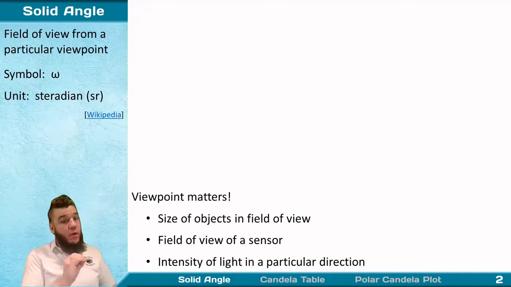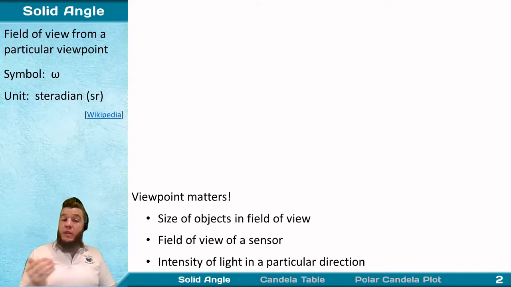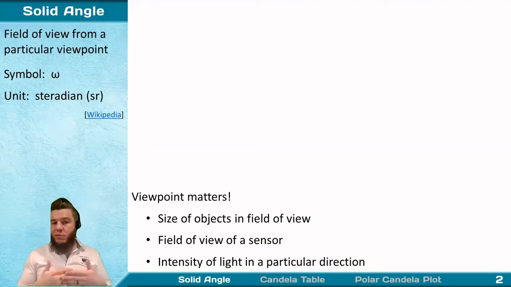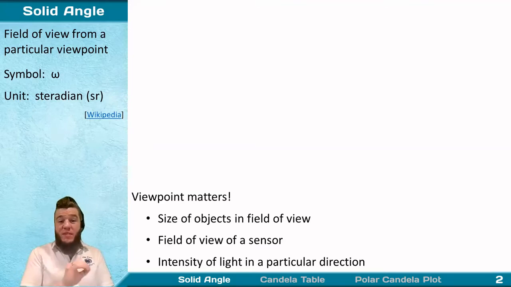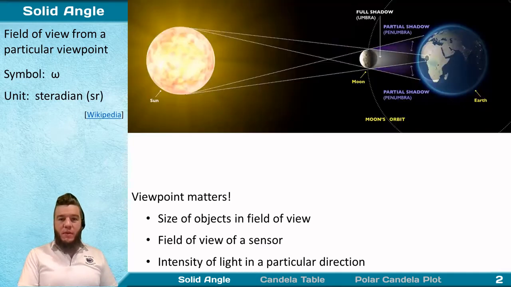Viewpoint matters. Viewpoint matters a lot when we're talking about solid angles. We can use solid angles to define the size of objects in our field of view. We can also use it to define the field of view of a sensor. But really what we're getting at today is using it to define the intensity of light in a particular direction. Before we get to that though, let me start with something a little more entertaining.